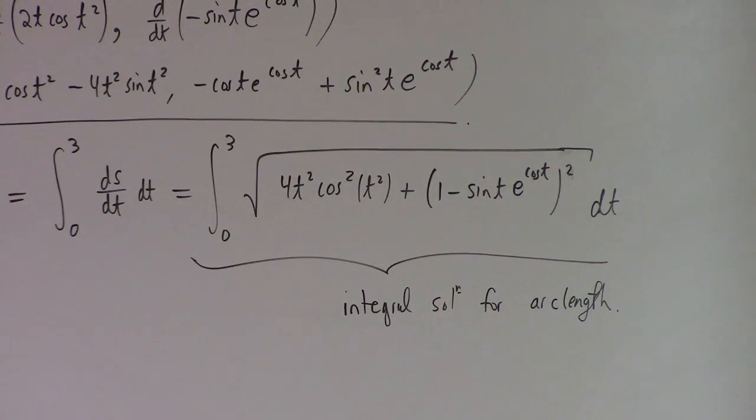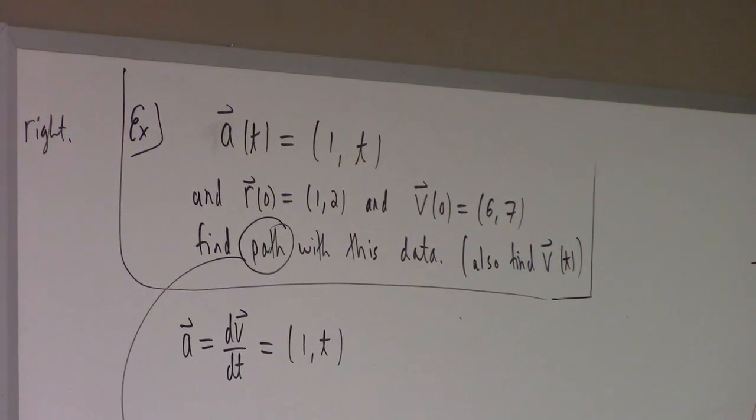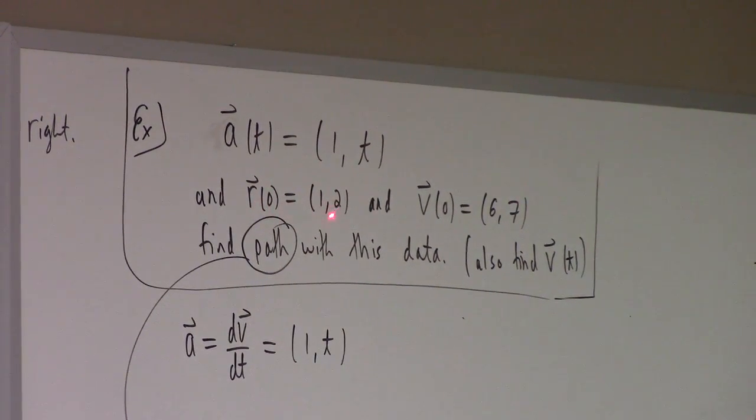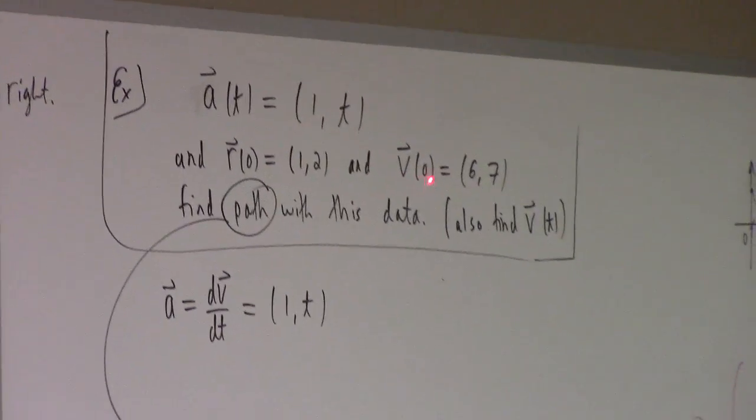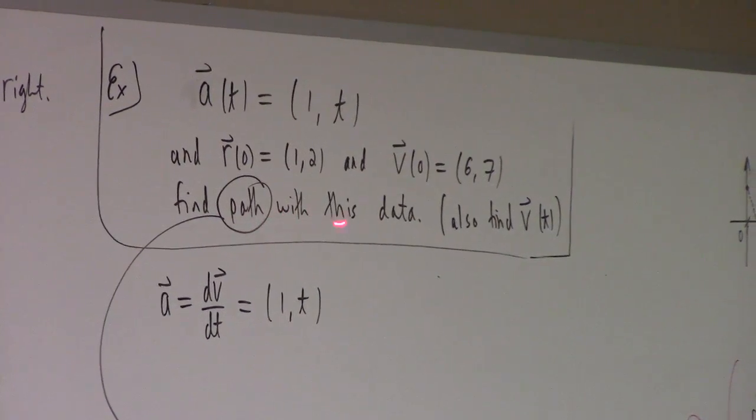All right. My next example, this one, which I have erased the solution to, it's kind of backwards. I say, here's the acceleration. The acceleration is 1 comma t. And I tell you that the initial position is 1, 2, and the initial velocity is 6, 7. Then the question is, find a path with this data.